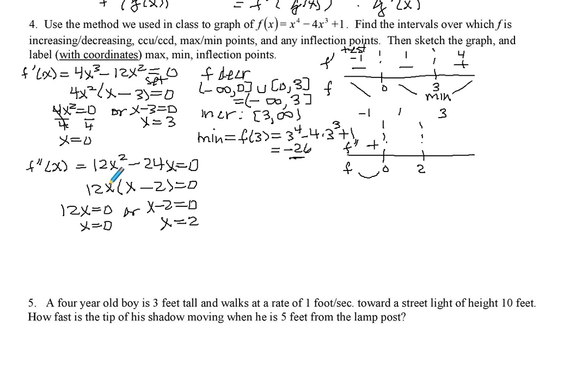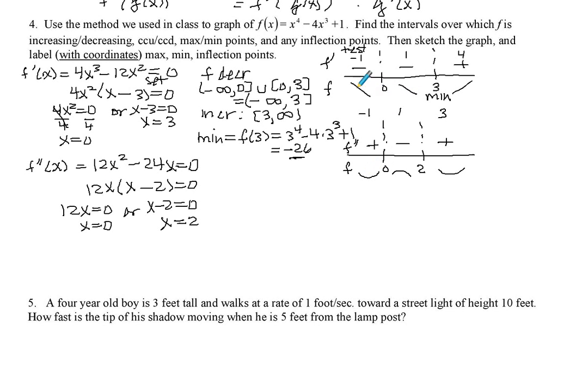Plug in a 1. 12 times 1, positive. 1 minus 2, negative. Positive times negative, negative. Concave down. And then plug a 3 in. 12 times 3, 36. 3 minus 2 is 1. Positive times positive is positive. Concave up. So now we look up above and we're going to adjust these. So this is concave up.